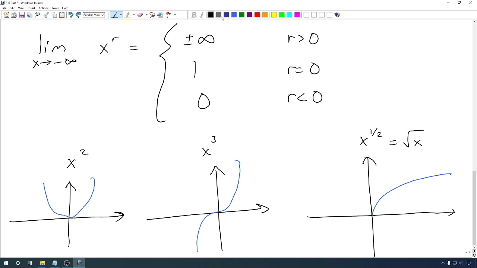Oops, let me change it back to this. As long as x to the r is defined for negatives. So if x to the r is not defined for negative values, usually that's when r is a fraction with an even denominator, something like 1/2 or 3/4 or something like that, where we end up with these even roots. In those cases, we have to kind of just say, well, we don't have a limit, because it doesn't make any sense to even talk about a limit in that case.